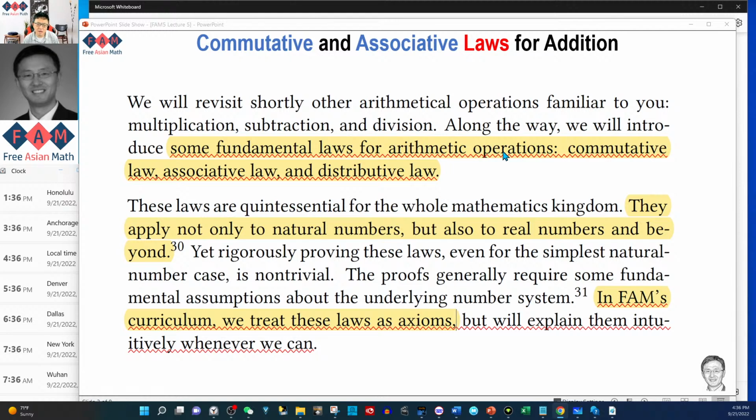Also, it's worth mentioning that in some books and many other places, you will hear the terms commutative and associative properties. They mean the same thing. A more modern and accurate term is laws. Although properties have been used for a long time, we try to be as rigorous as possible. So in Free Asian Math, we'll use the term law rather than property, but they are essentially the same thing.